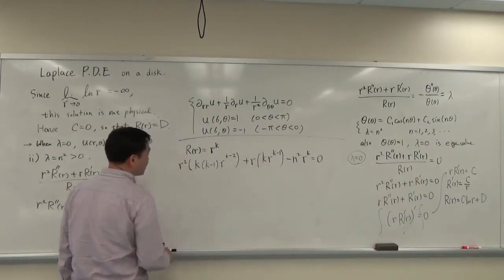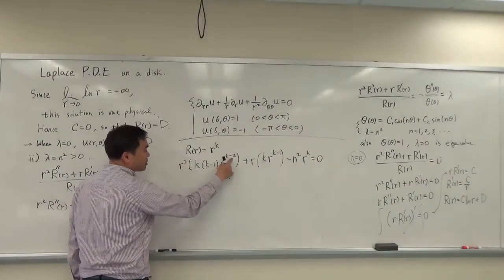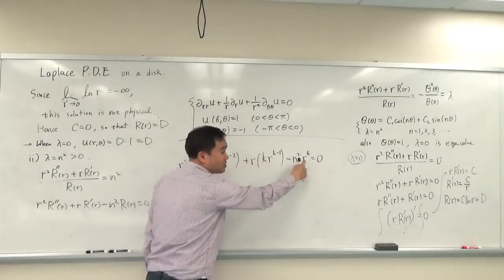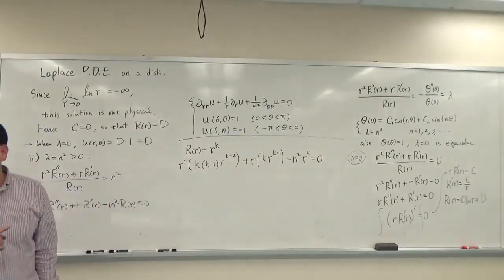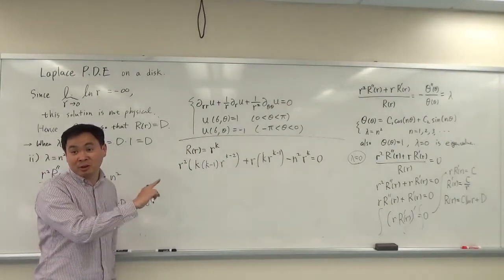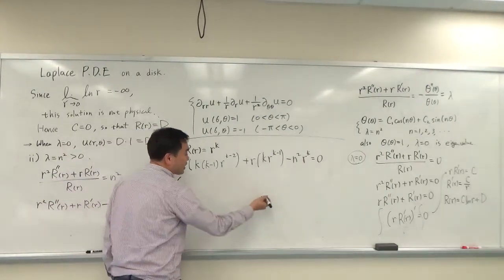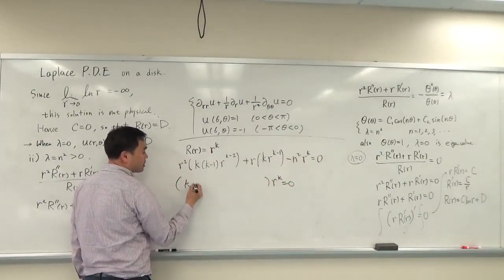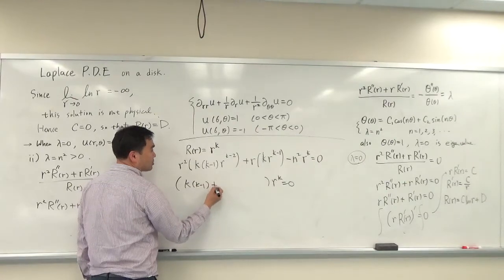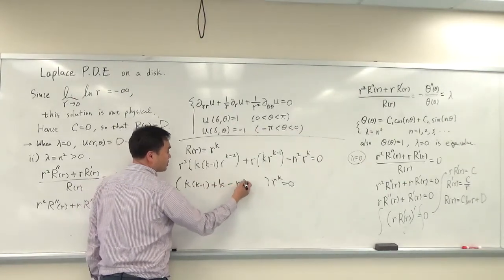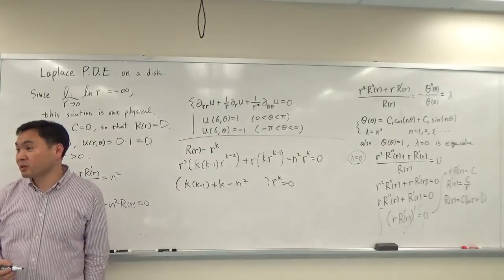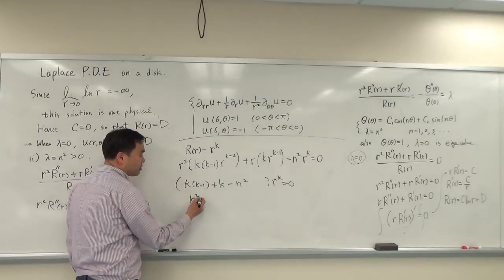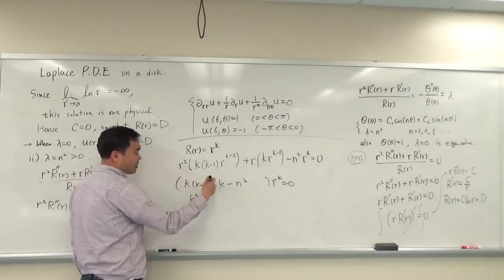Okay. And see, r squared times r to the k minus 2 becomes r to the k. R times r to the k minus 1 also becomes r to the k. This is r to the k. And this is why it works. Everything has the factor of r to the k, which you can factor out. So if you factor out, here's what happens. You just get k times k minus 1 plus k minus n squared. Do you agree? After factoring out the r to the k. And then k squared minus k plus k cancels, and you just get this.